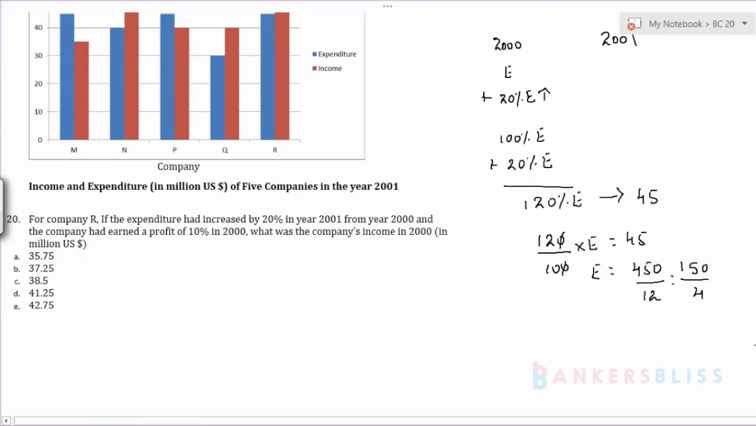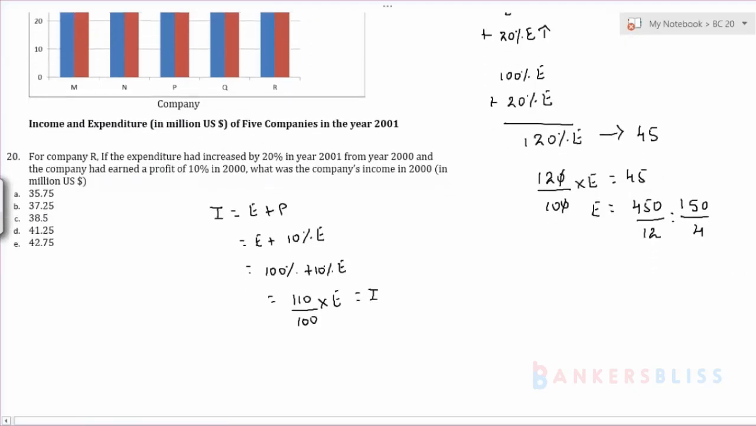And now what they are telling: profit of 10% in 2000. So see here, income you have to calculate, that is expenditure plus profit. Profit is always calculated on expenditure, and according to the question it is 10%, so we can write it as 10% of E. Expenditure is 100%, plus 10% expenditure, so altogether 110% of expenditure is equal to income.